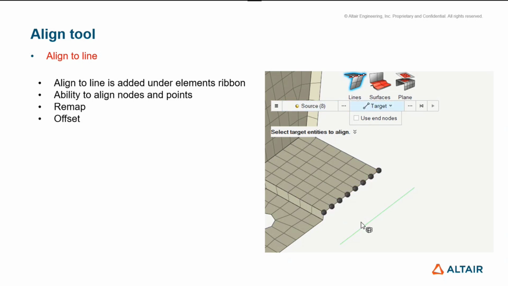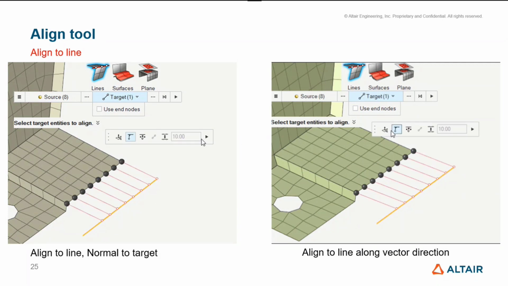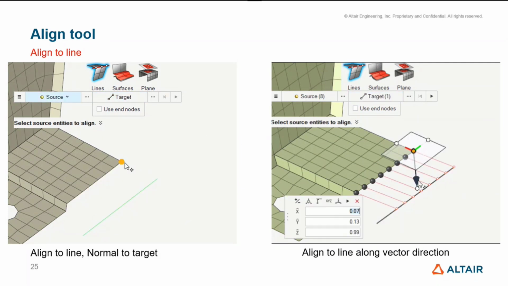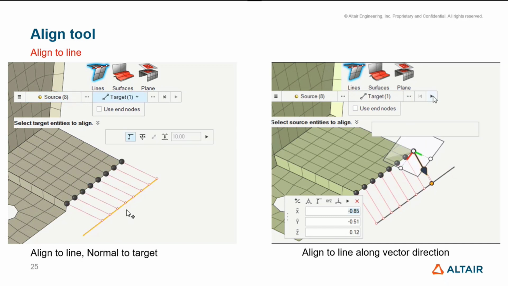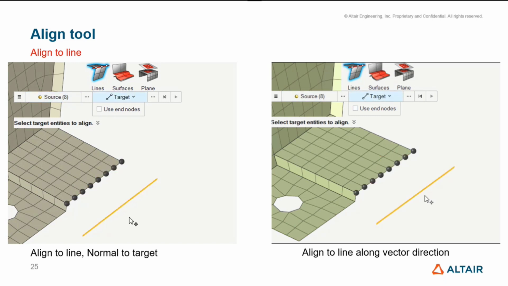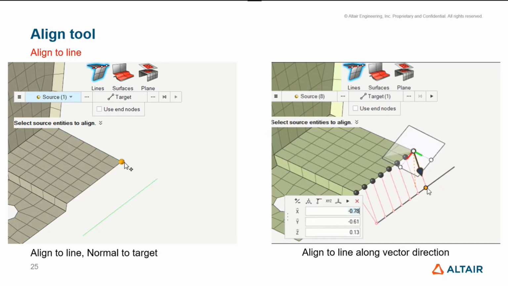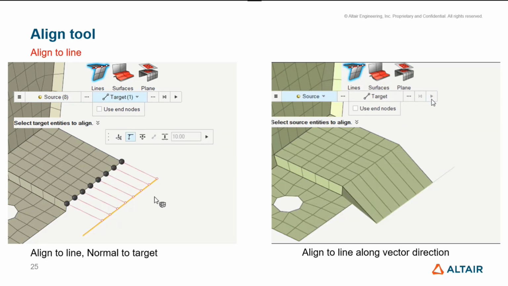I'll briefly show the demo going forward, but before that I just want to show some of the highlights of align to line. If you see the left image, the source is a node list, and the target is a line. You could do a normal to target projection direction. On the right side, you can define your custom projection direction.